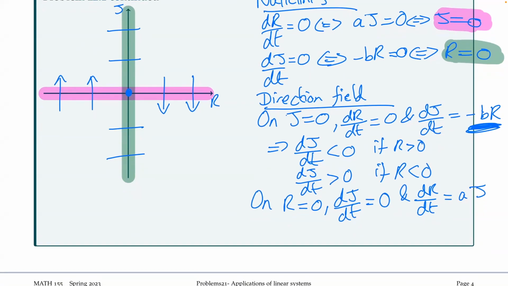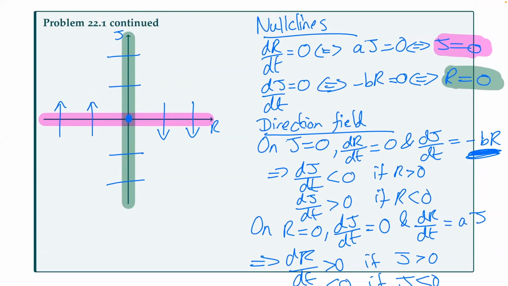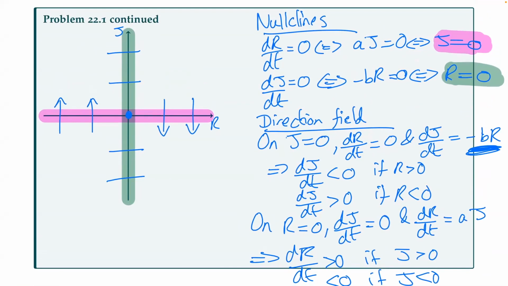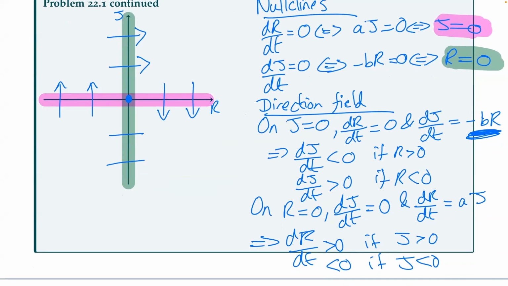So what does this tell us then? It tells us that dr dt is positive if j is positive, and it's negative if j is negative. So it's the same sign as j. So when is j positive? j is positive up here in the top part of my graph. So when j is positive, dr dt is positive, so we're moving to the right. So these arrows go like this. When is j negative? j is negative down here in the bottom part of my graph.